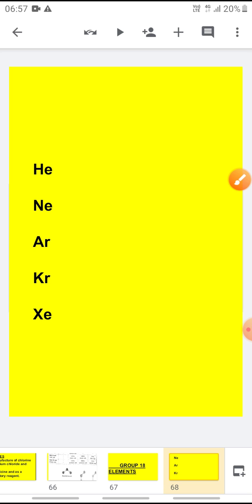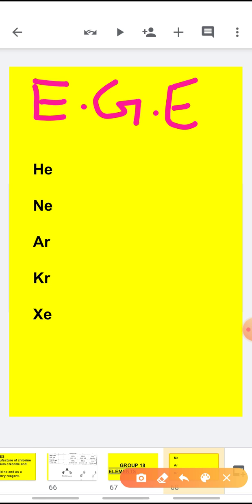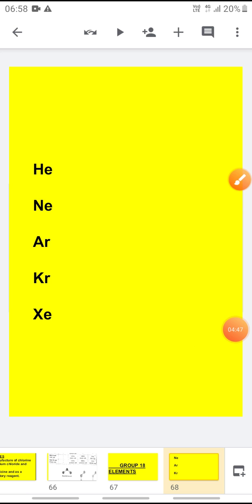Third is the electron gain enthalpy, EGE. Electron gain enthalpy means the amount of energy released when an atom takes up an electron. But since noble gases have a stable electronic configuration, they do not have a tendency to accept any electron. They don't want any electron, so their electron gain enthalpy values are largely positive. That means if we want to add an electron to the outermost shell of these atoms, we have to supply a lot of energy.